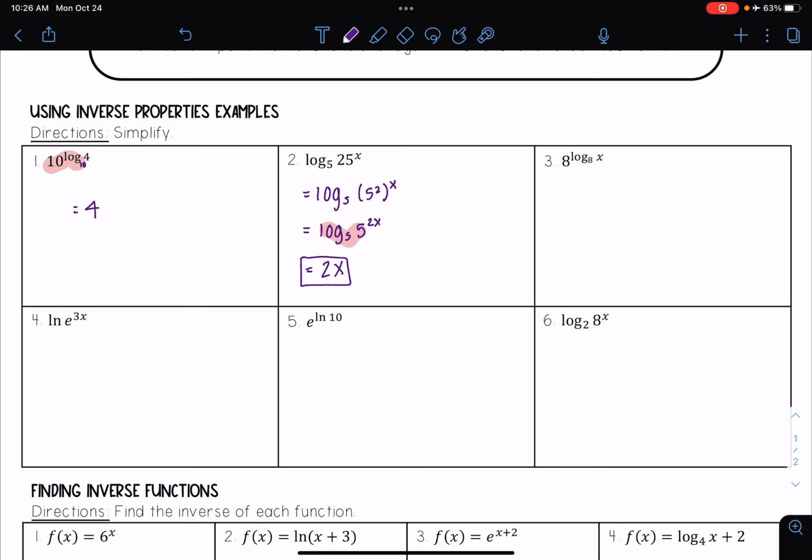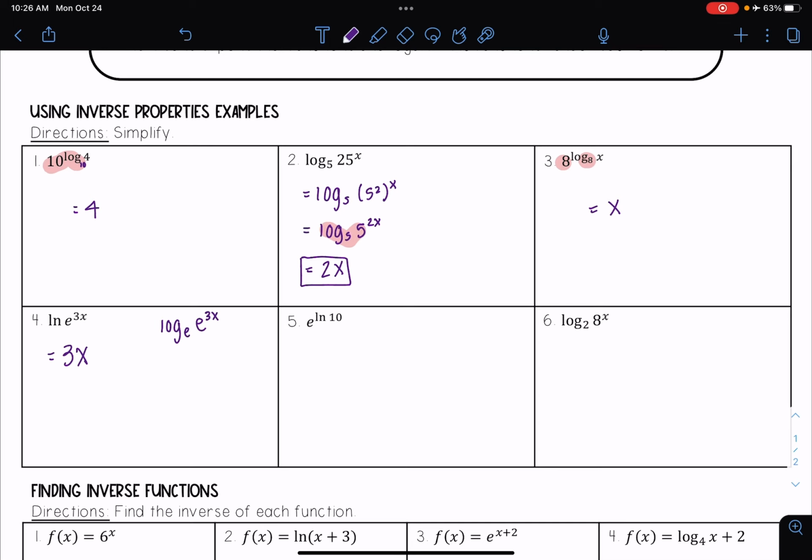Okay, number 3, I have 8 raised to the log base 8 of x. I see I have the same base of 8, so I know those are inverses of each other, so they cancel each other out, and I'm left with just x. Number 4, I have the natural log of e to the 3x. Remember, natural log is the same thing as a log with base e. So I can think of this as log base e of e to the 3x. Those are inverses of each other, so that cancels out, and I'm left with just 3x.